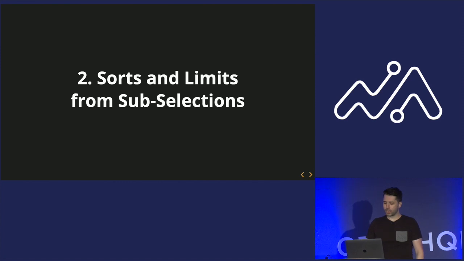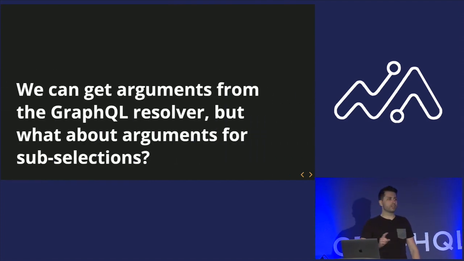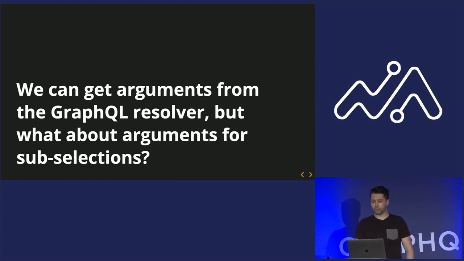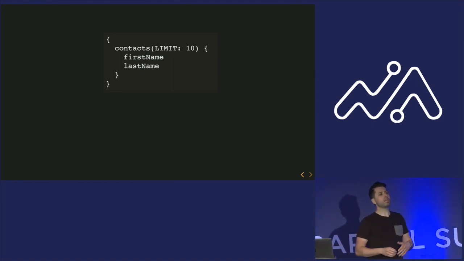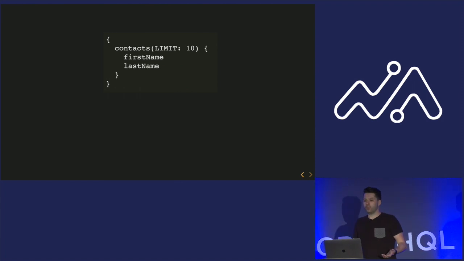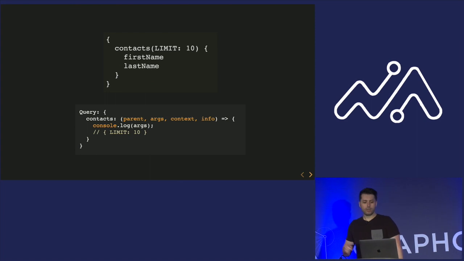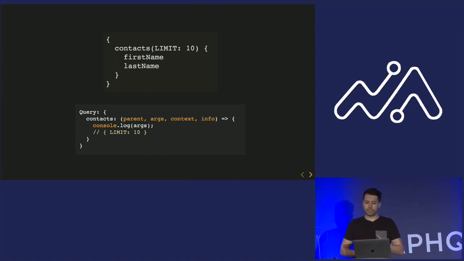OK, let's talk about sorts and limits, specifically from subselections. So we can get arguments right from a GraphQL query if our schema is set up such that we accept arguments in a certain field. For example, if we've got contacts, we can have this argument of limit, only give us 10. It would be easy in this case to grab that argument. It's on that second argument there. We'll call it params, also called args. You can get that right away. You would have this object with a limit of 10.